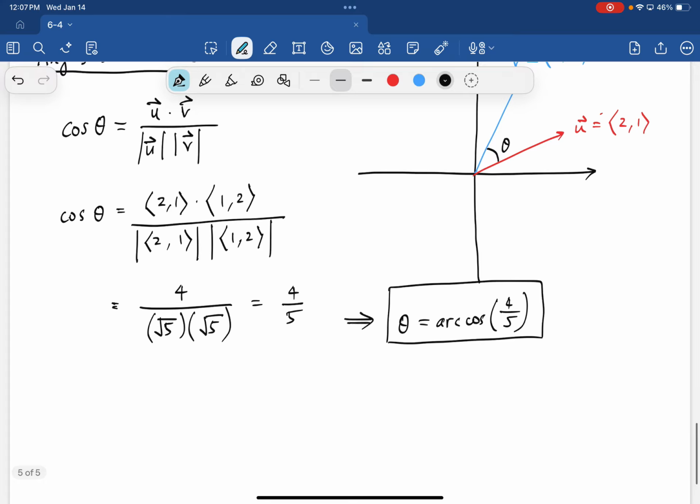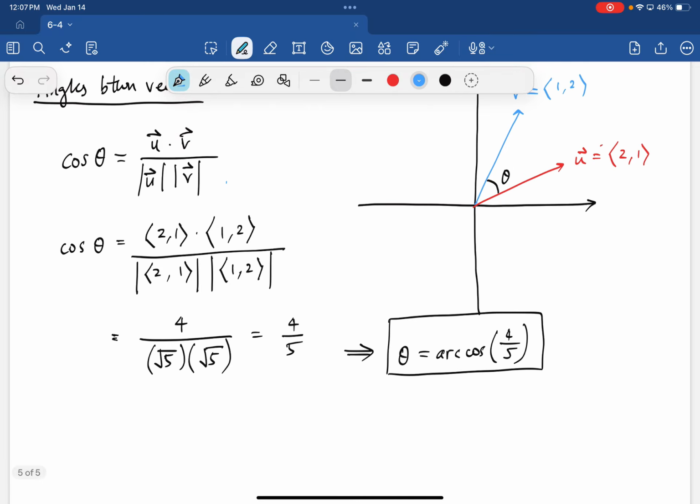So that's how you do question 3, all 4 parts. And then for question 4, you're going to want to use the same formula, except just rearrange it a little bit. That's my hint. And that concludes my lecture.